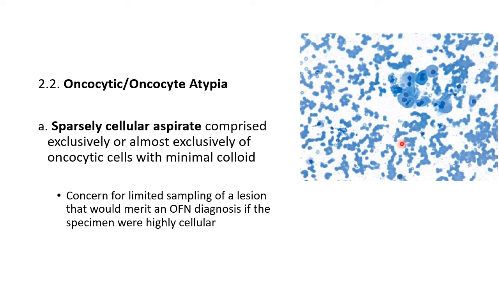So in such a scenario, there is a concern that the sampling may not be adequate, and on extensive sampling, maybe we get an oncocytic neoplasm. So in such cases, if repeat FNA is not possible, then the categorization of AUS with oncocytic atypia should be given.